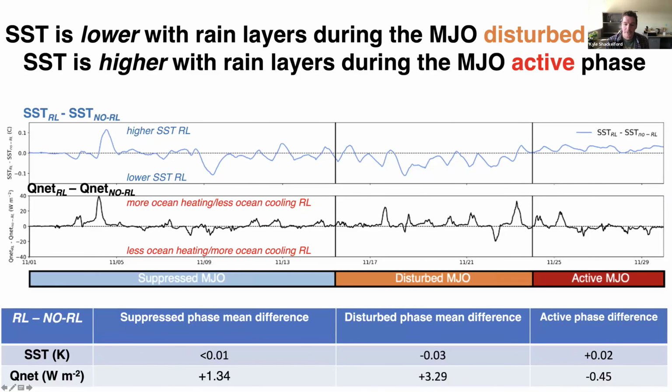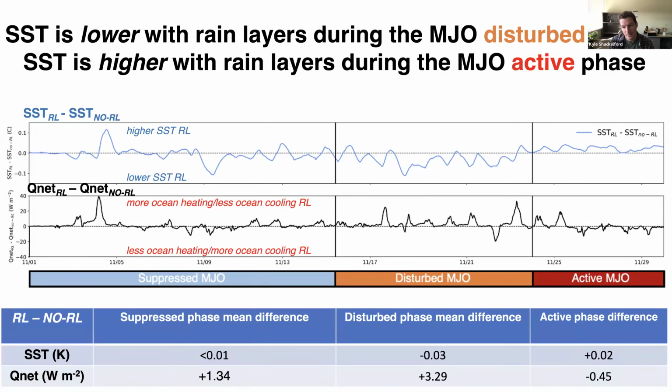Okay, now beginning to look at some of the differences we see between the rain layer and no rain layer simulation. This top time series here is showing across the entire domain mean difference in SST. And the bottom time series is showing again across the entire domain mean difference in net surface heat flux. So looking first at the SST time series, we can see there's not really much of a consistent signal across the MJO suppressed phase. There's just kind of individual events that are imprinting upon domain mean SST difference.